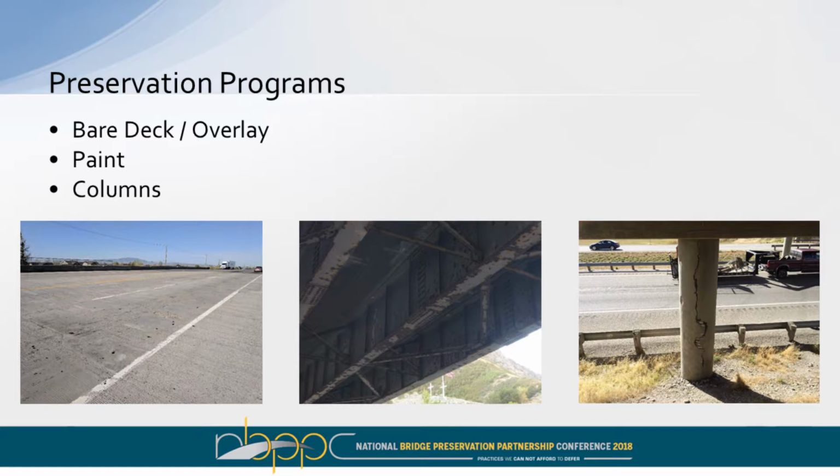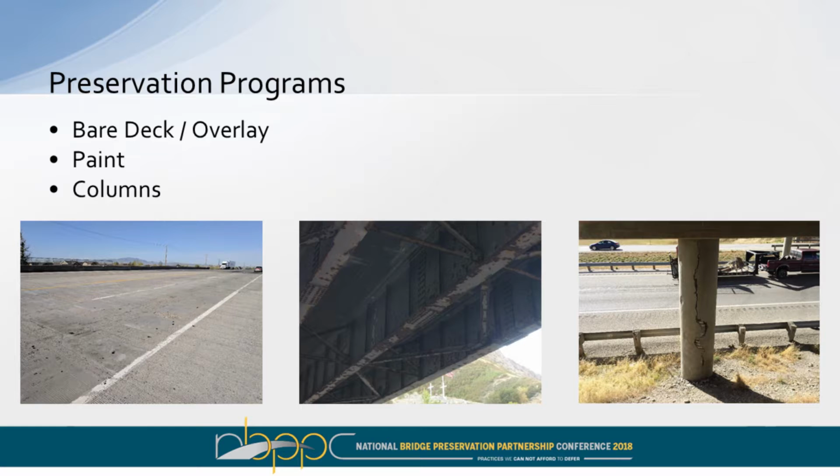We've got a paint program, because that's a fairly inexpensive treatment that you can do to effectively manage and extend the life of your major component with your steel beams. And also columns. If we can get out and repair the columns when they're in a damaged state that are still able to be repaired, we can maybe avoid a full bridge replacement by repairing those columns and extend the life of the entire structure.